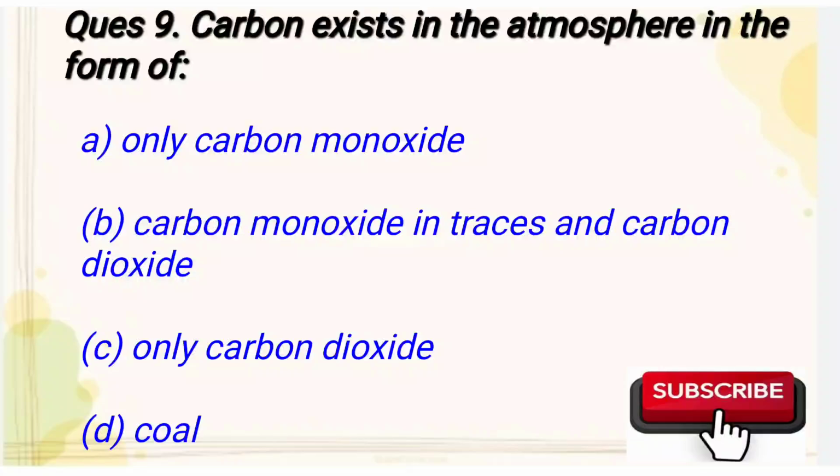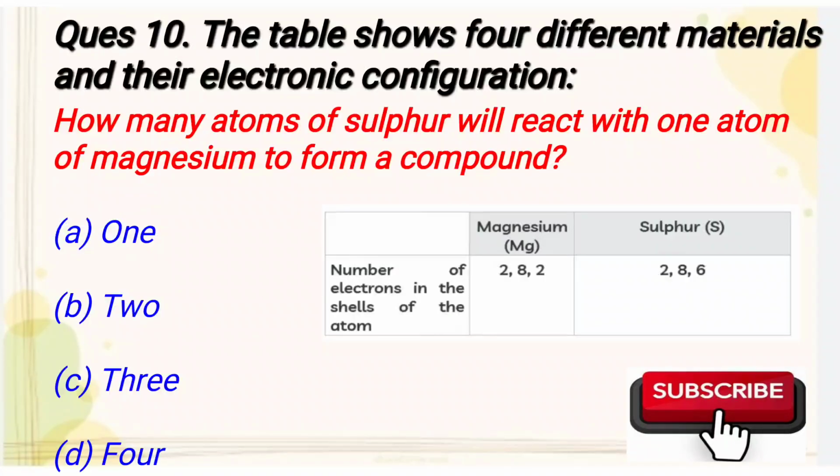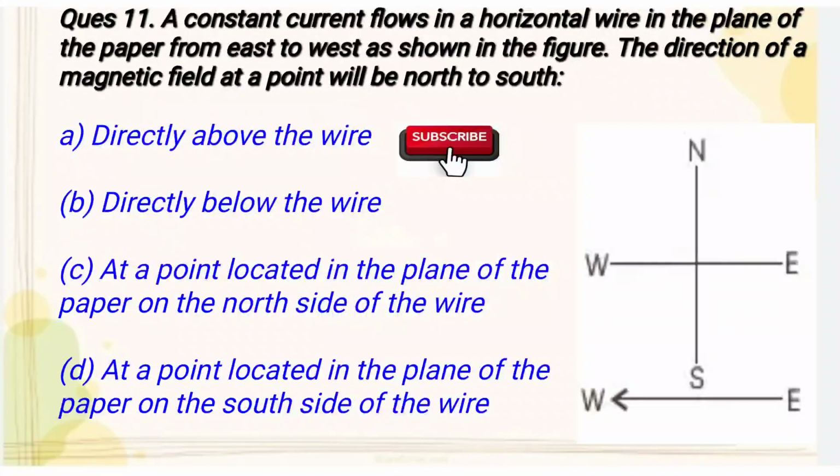Carbon exists in the atmosphere in the form of option B, carbon monoxide in traces and carbon dioxide. The table shows 4 different materials and their electronic configuration. How many atoms of sulfur will react with one atom of magnesium to form a compound? Option A, 1 is the correct option.